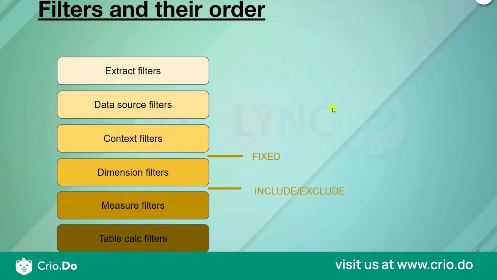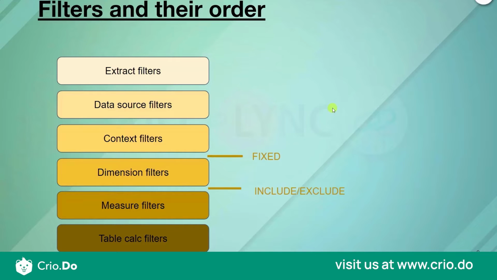The first one is extract, the second one is data source. I'm stressing this order so many times because it is really important. The first would be extract and the next would be data source, because these are at the level of the data source and they exclude the data from the very start. Later the context filter, and later we have dimension filters.